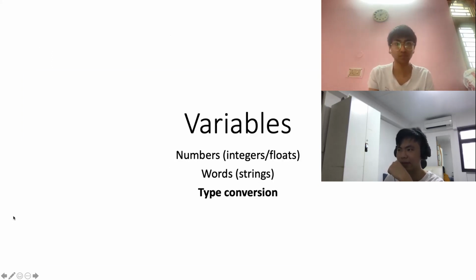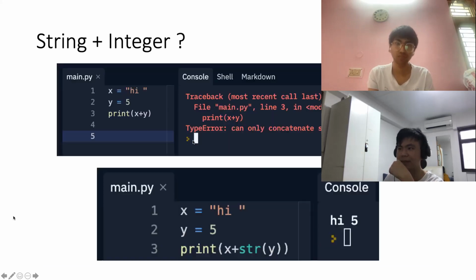And then we talked about type conversion. We talked about two types of variables, numbers and words, and now we learn how to convert between them. For example, if we want to say high five, but the Y variable is a number, you cannot add them together. If you try this code, it will say you cannot add a string with an integer. For it to succeed, you need to put str, which converts the Y into a string type.